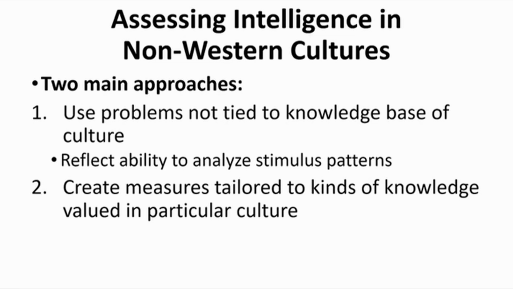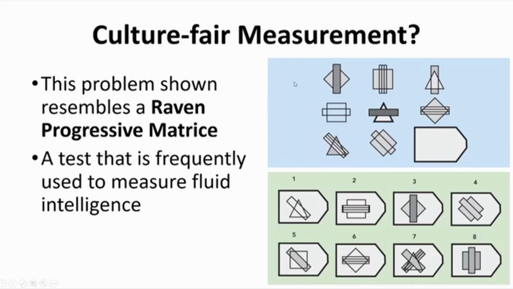The first of the approaches that you could go with is to use problems that aren't specifically tied to the knowledge base of any one culture. So you could look at the ability to recognize stimulus patterns or make connections between different objects. An example of this would be the Raven progressive matrices, which is seen on this page here. This test is often used to measure fluid intelligence, and this isn't tied specifically to the knowledge base of any one culture.